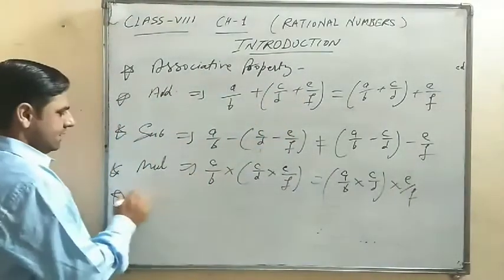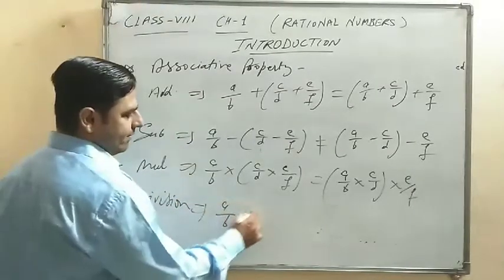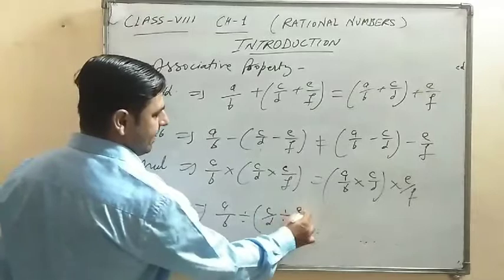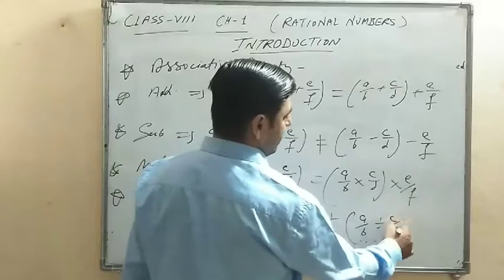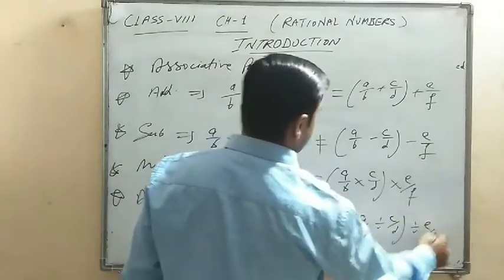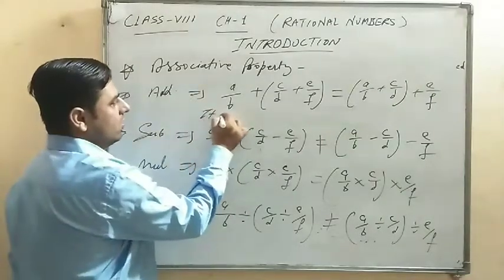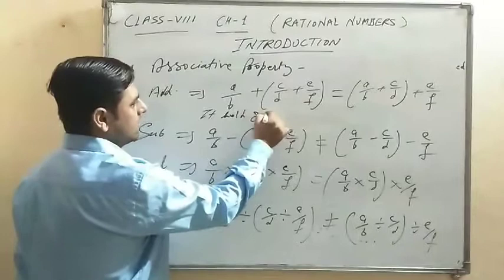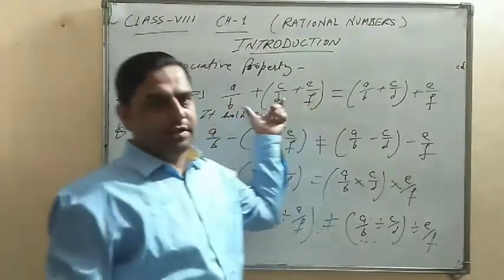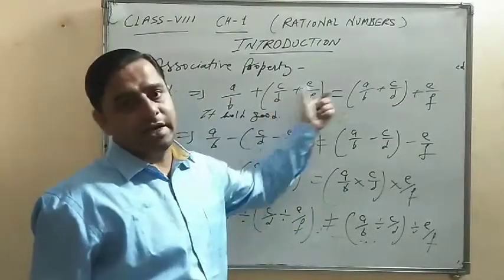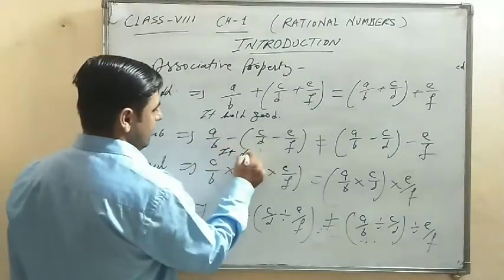And last is division. A upon b divided by in brackets c upon d divided by e upon f is not equal to in brackets a upon b divided by c upon d, divided by e upon f. So, dear students, under addition it holds good. Why? Because when you add these numbers on the left hand side and right hand side, you will get the same result. In subtraction, it doesn't hold good.